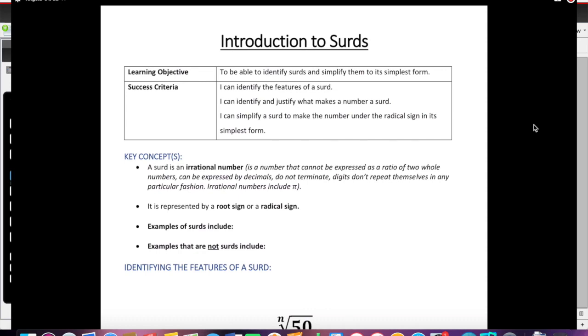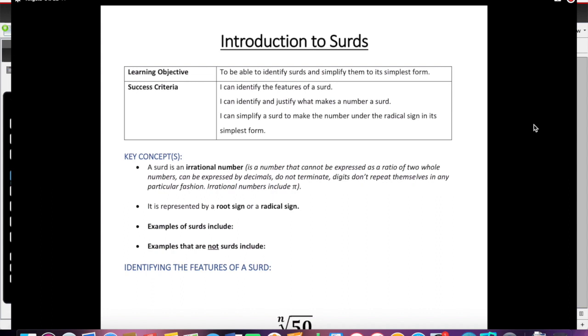So in this video, I'm going to be looking at introducing surds. Hopefully what you'll take away from this particular video is your ability to identify the features of a surd, identify and justify what makes a number a surd, and be able to simplify a surd under a radical sign.